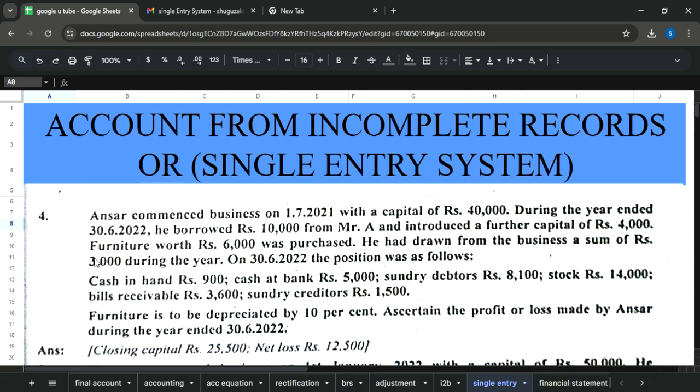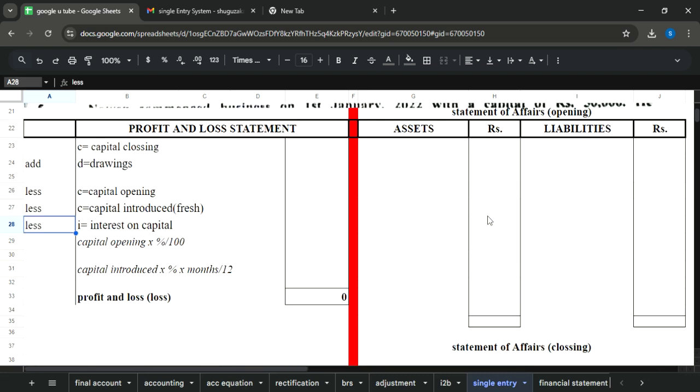Ansar commenced business in 1721. There are two meanings. Ansar is starting the business, so Ansar is the owner of the business. Secondly, commence means start. This is the starting date and capital is given. So capital at start is called opening capital. So 40,000 is opening capital. Next, you understand this is the opening statement. It was meant to be made to calculate opening capital.